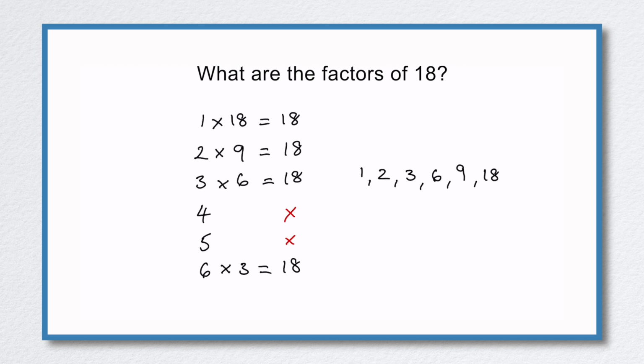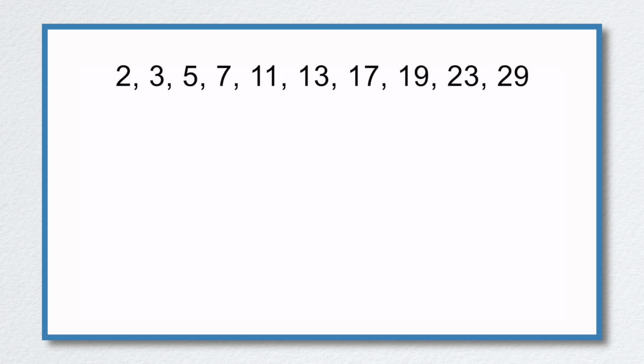Now let's look at trying to find the prime factors of a number. All numbers can be written as a multiplication of prime numbers. Now, a prime number only has two factors, one and itself. Here are the first 10 prime numbers. These numbers only have 2 factors. So 2 only has the factors 1 and 2, 3 only has the factors 1 and 3, 5 only has the factors 1 and 5, and so on.